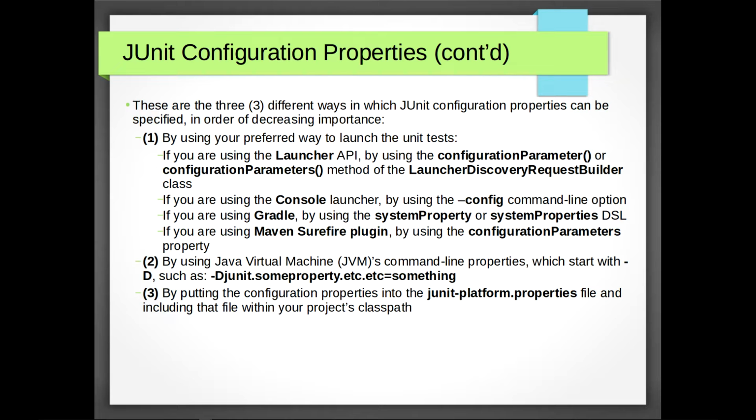XML configuration. Way number 2 is by using the Java Virtual Machine's command line properties, which start with -D, such as -D junit.someProperty etc. equals something. And the third and final way is by putting the configuration properties into the junit-platform.properties file and by including that file within your project's class path.